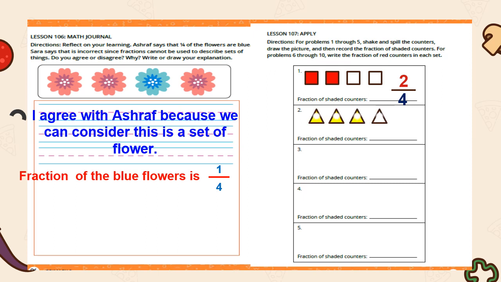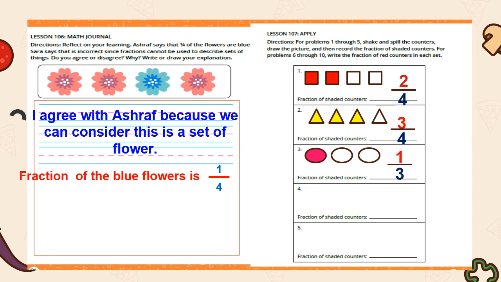Next, if we colored 3 of the 4 triangles, the denominator will be 4 and the numerator will be 3. So the fraction is 3 over 4. Number 3, if we have 3 circles and we colored 1, so the fraction is 1 over 3.